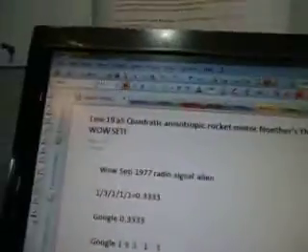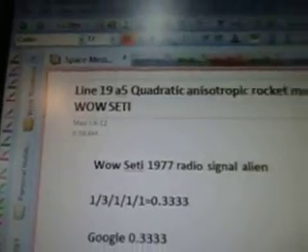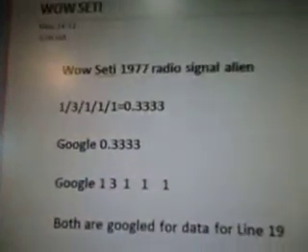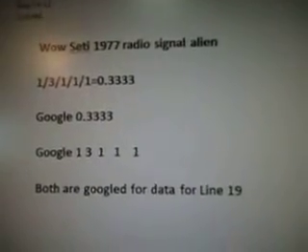Okay, so today it's June the 7th, 2012 at 10:04 a.m. And this is part 226, line 19, A5 Quadratic Anisotropic Rocket Motor Noether's Theorem Wow Seti. Now there's the alien radio signal equation with the answers. I googled both of them to find out what comes up.